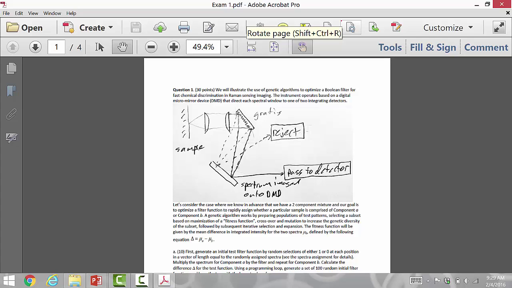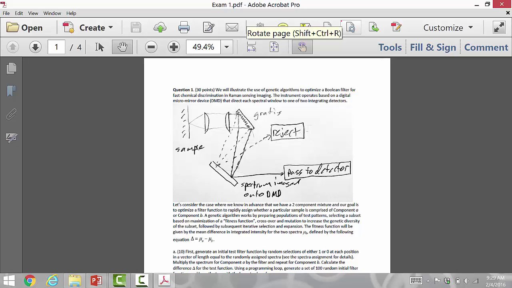So the experiment might be, I know I have either component A or component B that I'm making measurements from. Which of the two is it? And you want to make that assessment with some statistical confidence. And so that's what this question is designed around. And the first part of it is to build up a digital filter. And the way that you're going to do that is by a genetic algorithm.